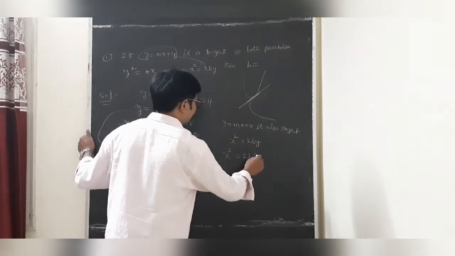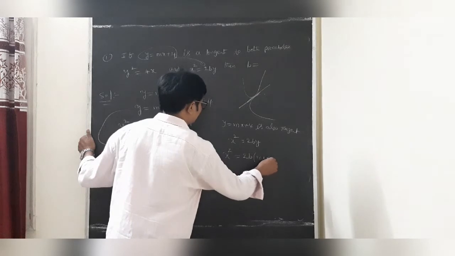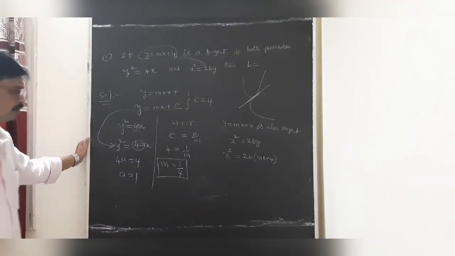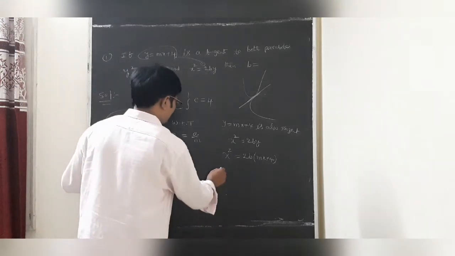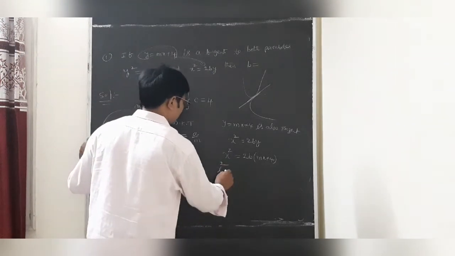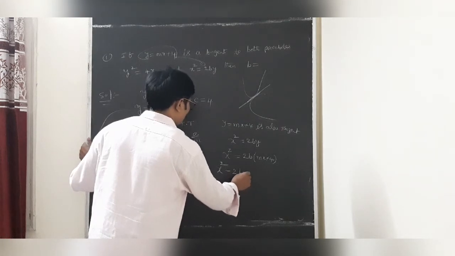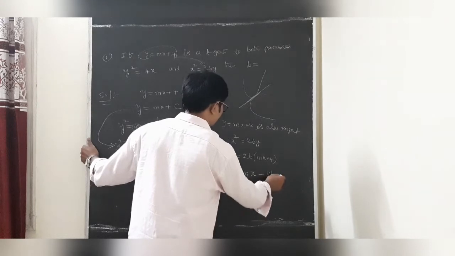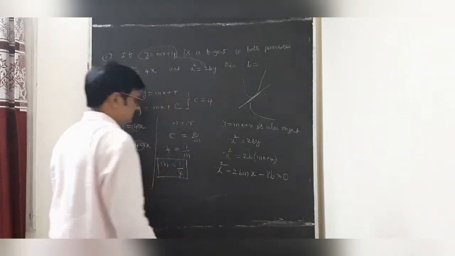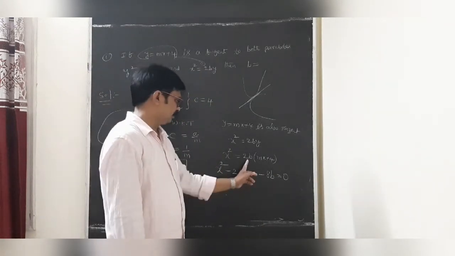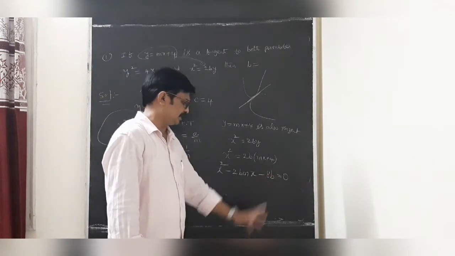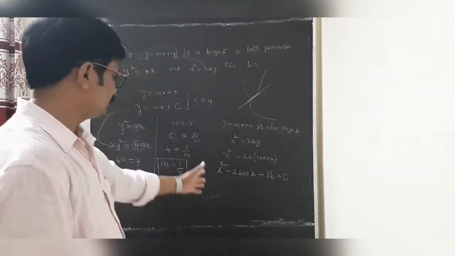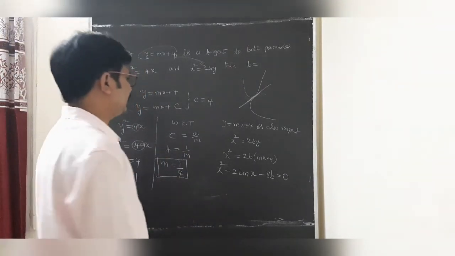What is y here? y is mx plus 4. Now students, this is a quadratic equation: x square minus 2b mx minus 8b equal to 0. What is this, students? x square minus 2bmx minus 8b. This is a quadratic equation for the tangent.